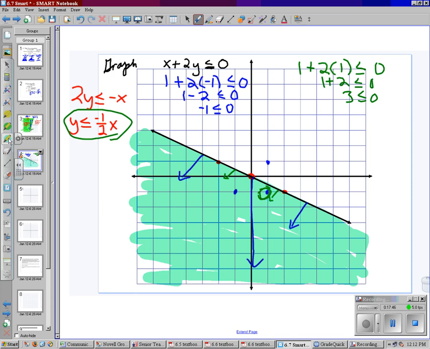You want to pick a point and test that point. Remember, Ellie's point made it true. That's why we shaded on the side with Ellie's point. My point, the 1, 1, made it false. We didn't want to shade on that side.